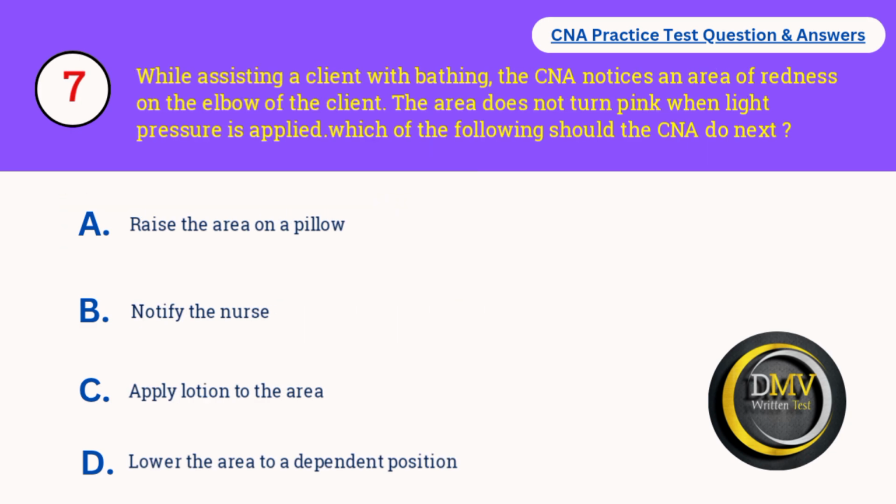Question 7. While assisting a client with bathing, the CNA notices an area of redness on the elbow of the client. The area does not turn pink when light pressure is applied. Which of the following should the CNA do next? A. Raise the area on a pillow. B. Notify the nurse. C. Apply lotion to the area. D. Lower the area to a dependent position. Correct answer. B. Notify the nurse.